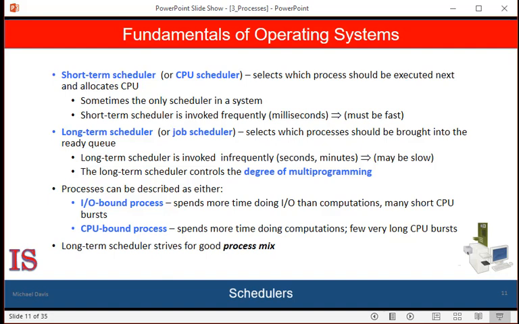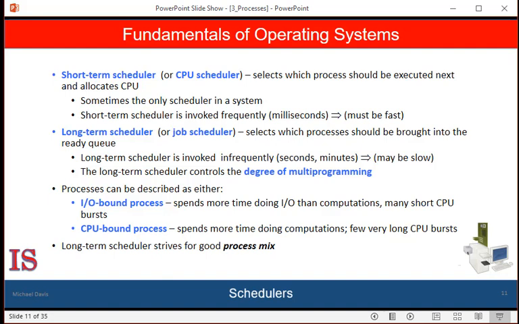Processes that are waiting for a certain event to occur, such as the completion of an I/O, are placed in the wait queue. A new process is initially put in the ready queue. It waits there until it's selected for execution or is dispatched. Once the process is allocated a CPU core and is executing, one of several things can occur.